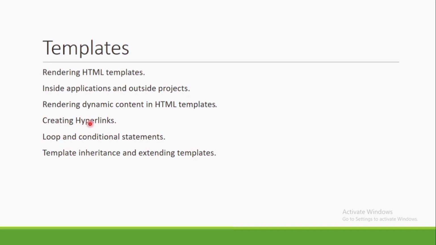Then we'll see how we can create the hyperlink. In the previous video, we had seen one method to create the hyperlink. Over here, we'll see all the possible methods to create the hyperlink. Then we'll talk about loops and conditional statements. Template inheritance and extending the templates will be covered in the next video, which will be part 2 of templates.